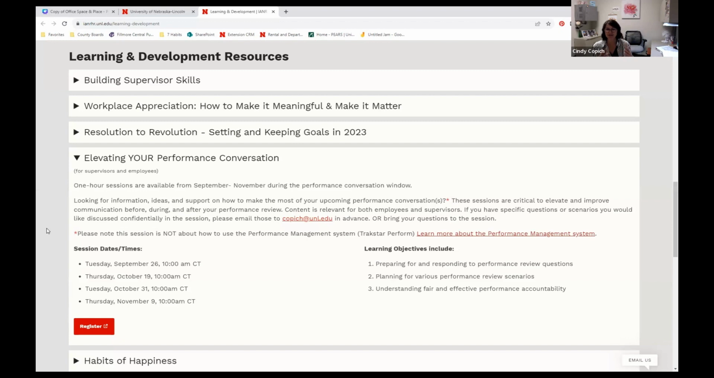But just having a face-to-face performance conversation, whether you're new or you've been doing it a while, it's helpful to hear new ideas. Also for staff to hear how they should be organizing their information and preparing for that, and supervisors. So that might be something that's relevant to all your staff and yourselves. So you might want to check that out.